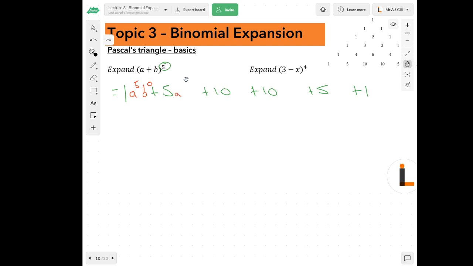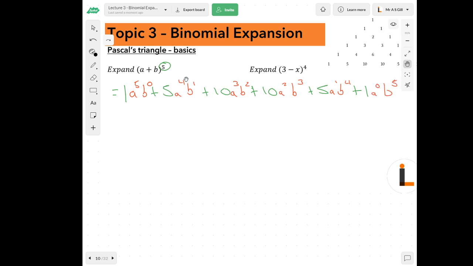So the next one would be a to the 4, b to the 1, a to the 3, b to the 2, a to the 2, b to the 3, a to the 1, b to the 4, and lastly a to the 0, b to the 5.